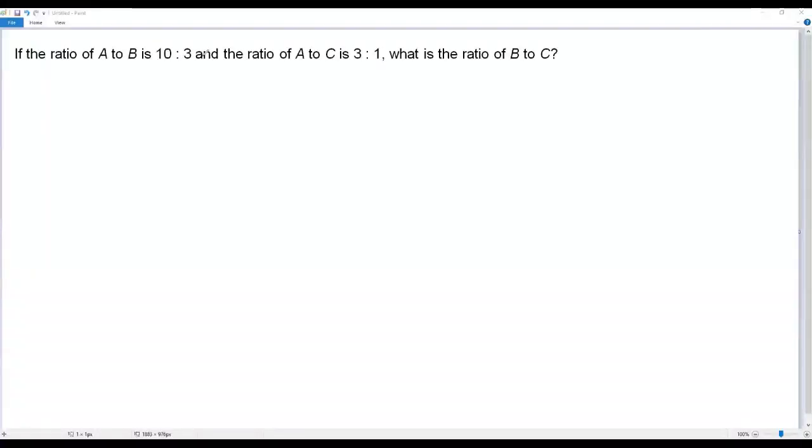Here we have a SAT math question. Okay, let's go with the information. If the ratio of A to B is 10 to 3 and the ratio of A to C is 3 to 1, what is the ratio of B to C? Here we have two ratios, A to B and A to C. Using these two ratios, we have to find the ratio of B to C.